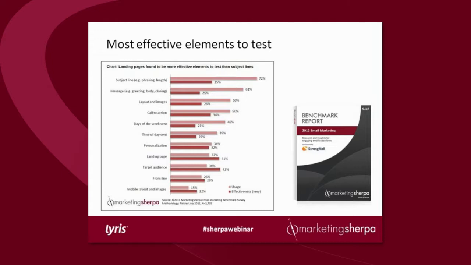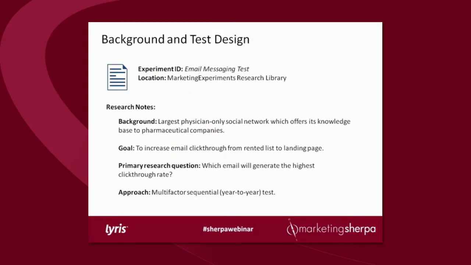So let's take it down from the big picture. What we talked about there was research with almost 3,000 marketers. Let's take it down to a very specific experiment, a specific case study. And John, you're going to talk to us about this experiment that you ran. Let me give everybody a little bit of background.